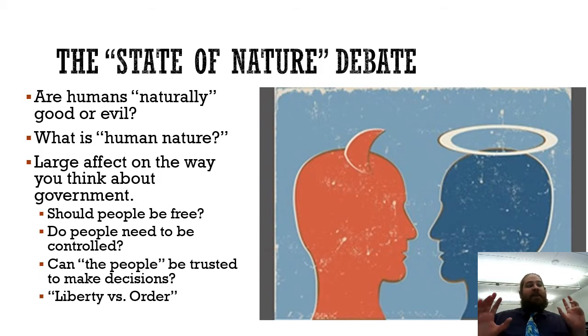What are people like? Are we naturally good? Are we naturally evil? And so the way that you think about humans, whether we can be trusted, whether we're good or evil, determines a lot about how you think power should be used. Can anyone be trusted with power? Should people be free? Do people need to be controlled so they don't kill each other? Can the people be trusted to make good decisions for themselves? And so we really talk about this debate in terms of liberty versus order. How free should you be versus how much do you really need to be controlled?